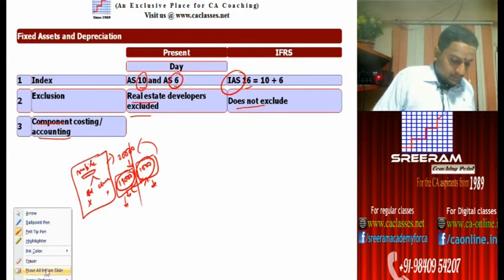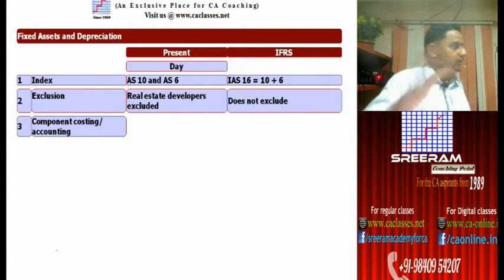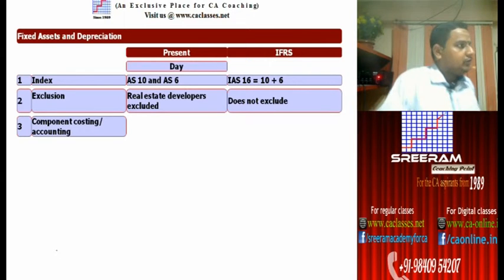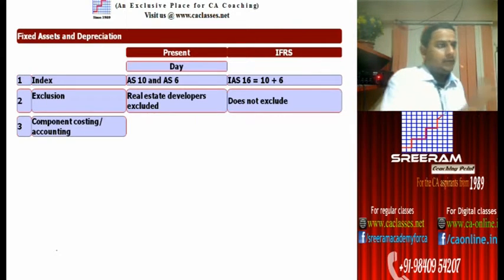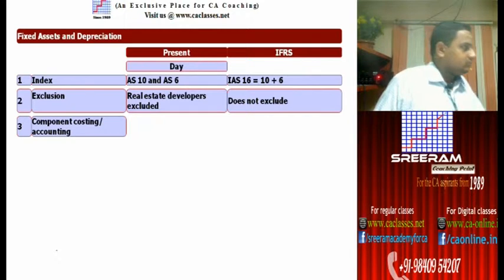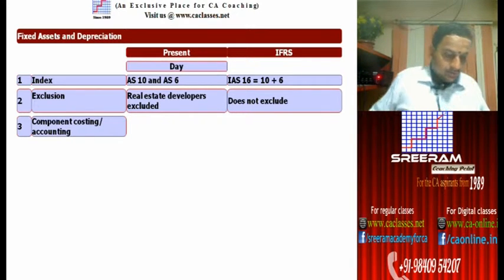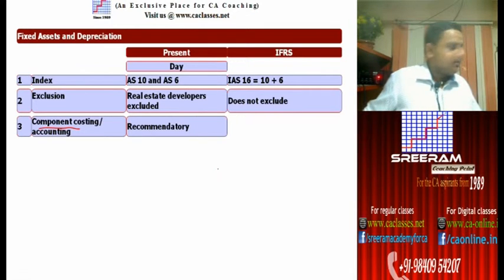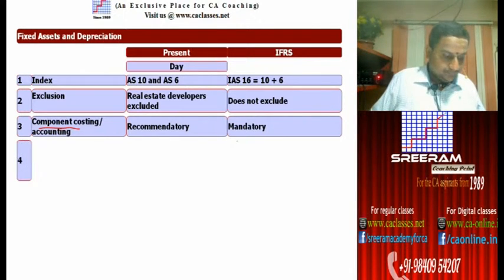That was just an example. Similarly, for a bigger asset, if you are able to identify a part or component whose life is separately distinguishable from that of the other portion, we can capitalize each portion separately and charge depreciation. That is what we call component costing or accounting. At present it is recommendatory, here it is mandatory.